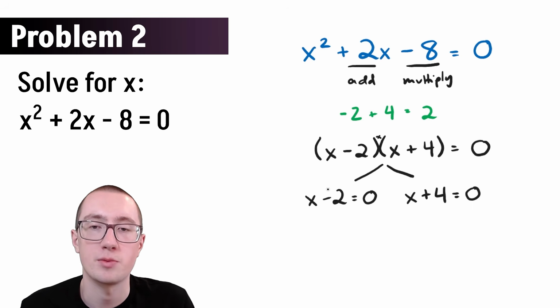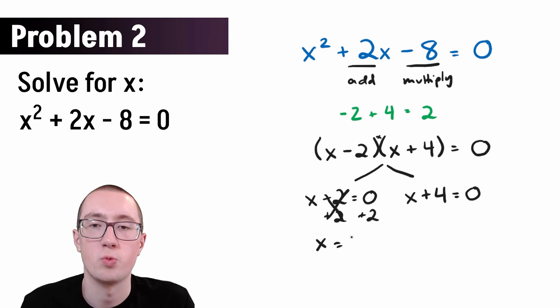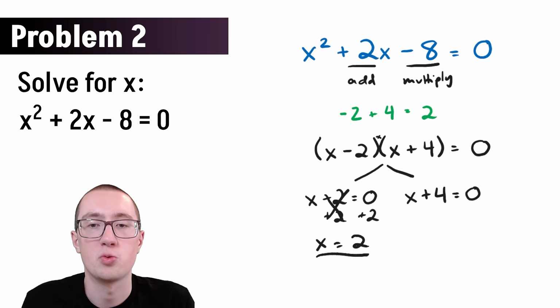So here we have x minus 2 equals 0. We need to get x by itself. So we're going to get rid of this minus 2. And the way that we do that is by doing the opposite of minus, which is plus, and adding 2 to both sides. So these cancel out, and we just have x equals 0 plus 2, which is 2. So 2 is one of our answers.